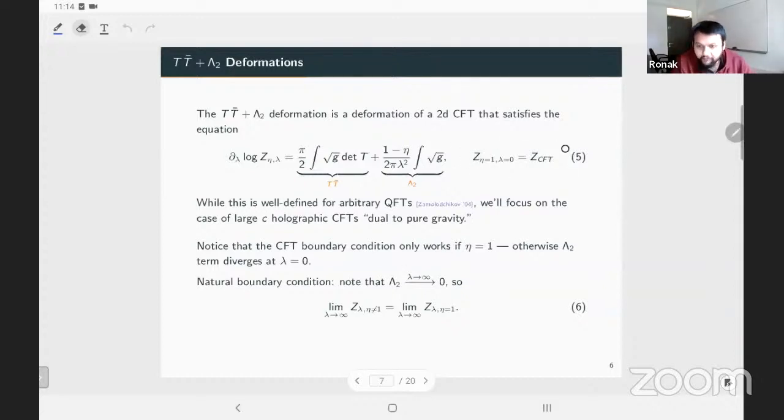So we start with this as a boundary condition, that when eta equals 1 and lambda equals 0, we get the CFT partition function. Now, then to define the theory for eta not equal to 1, we have to do something else. And for this, we make the following observation, that this lambda 2 term becomes unimportant when little lambda goes to infinity. Right? And so we say that no matter what eta is, it flows to the same value at little lambda equals infinity. So this is our definition of the theory. We have a differential equation and we have boundary conditions.